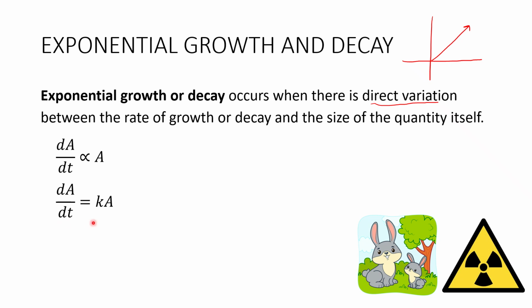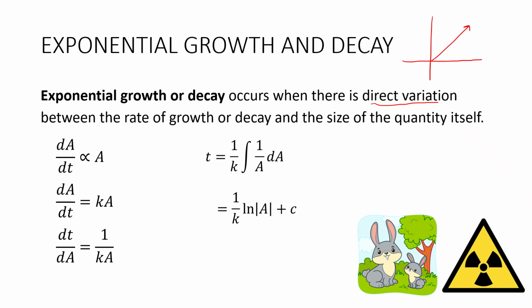If we want to solve this, we want to take integrals of both sides with respect to A, so we need to invert both sides. And so t is equal to 1 on k, that's a constant, so I've brought it out the front, integral of 1 over A dA. Now that's a simple integral, it's just ln A, and don't forget your constant.